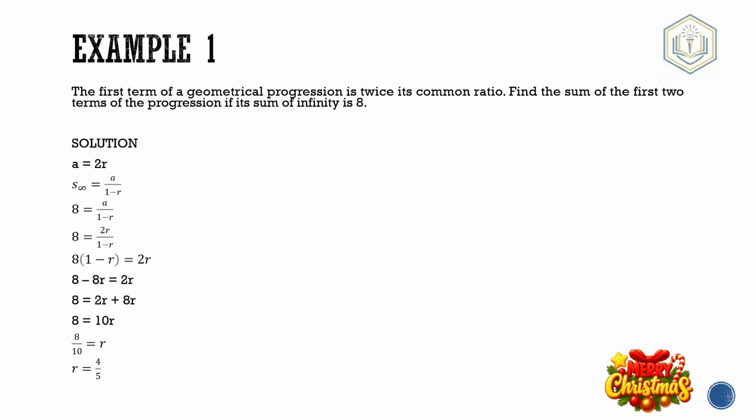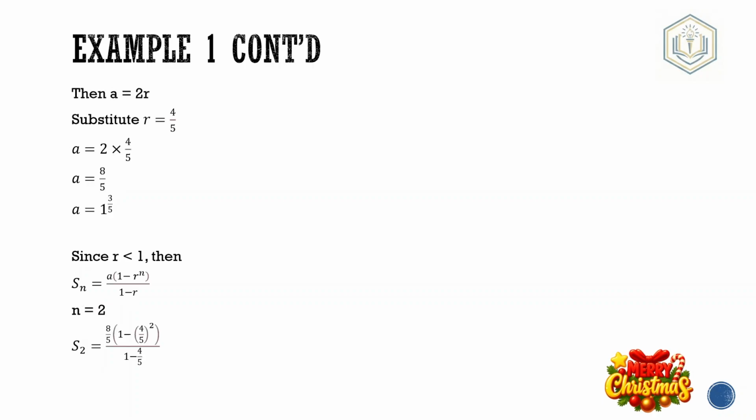It's less than 1. But the question says find the sum of the first two terms, that is your S2. So since r is less than 1, then you can use this to find the sum of the two terms. It's going to be your S subscript n equals a, open bracket, 1 minus r raised to power n, close bracket, then divided by 1 minus r.